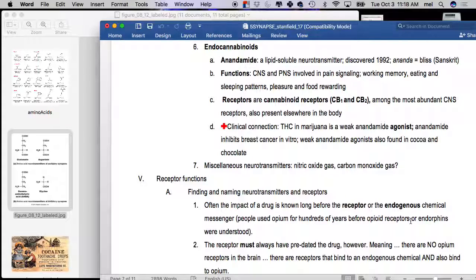pain signaling. So you got pain sensation, you got pain signaling, right? And then you got pain perception, yes? So it is involved in pain signaling. It's also involved in working memory, eating, sleeping patterns, and pleasure and food rewarding, but not via the dopamine system. It doesn't tap into the dopamine system at all, which is pretty important.